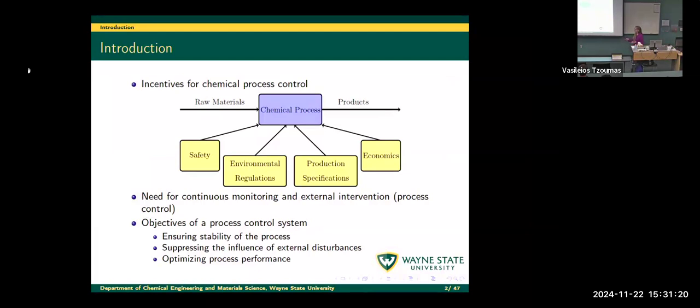In order to meet all of these objectives at once, we need to continuously monitor our process and then externally intervene if any of our objectives is not being met. And process control is the way that we do this in an automated fashion.